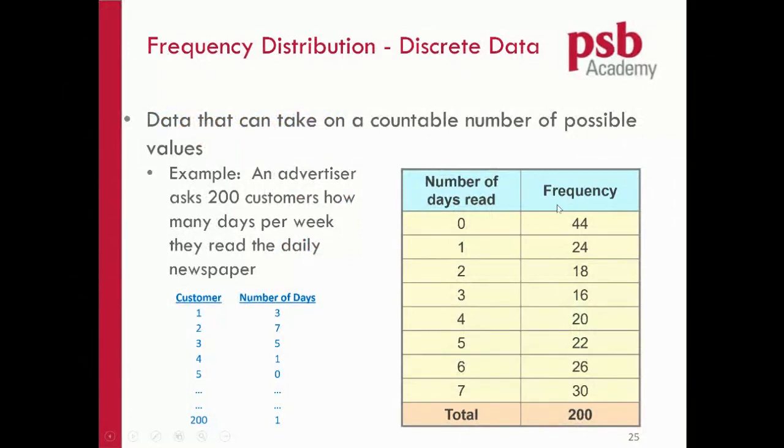And the frequency will show you how many times this number appears. So how many times does one appear? You see one here, right? So here we have 2 ones, but there are more, correct? So there are 24 ones. 18 of the customers say 2 days. 20 of the customers say 4 days.